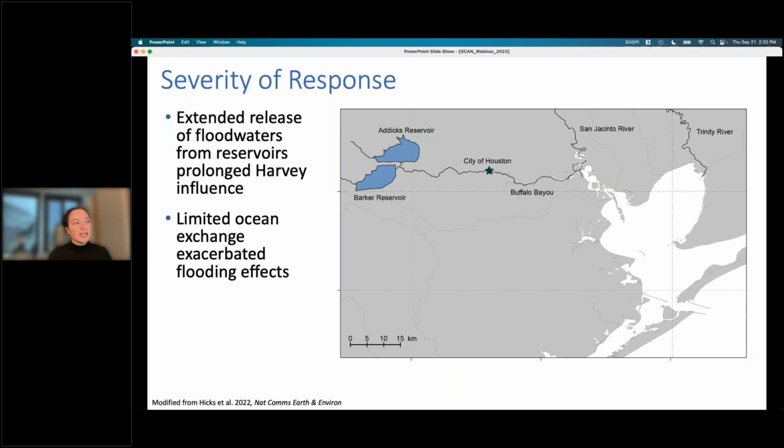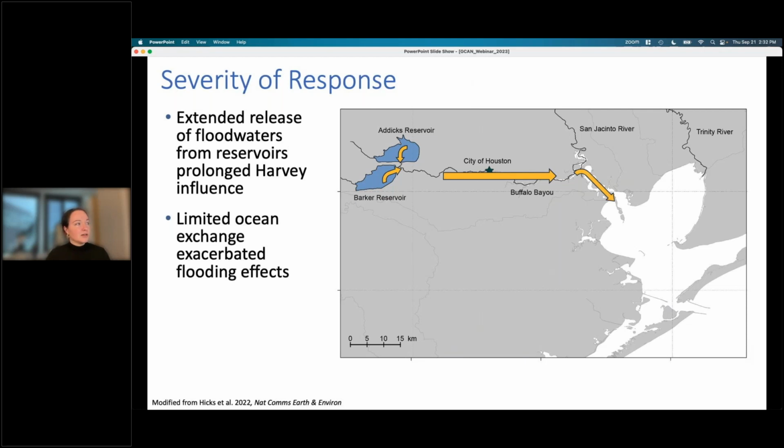In order to help mitigate some of the flooding, the U.S. Army Corps of Engineers enacted a controlled release of floodwaters from some of the major reservoirs in the region, marked by the Barker Reservoir here and the Addicks Reservoir here, northwest of the Bay ecosystem. This floodwater release into the Buffalo Bayou and surrounding watershed areas directly led into the Galveston Bay region, leading to increased inputs and prolonged inputs of this more acidic freshwater.